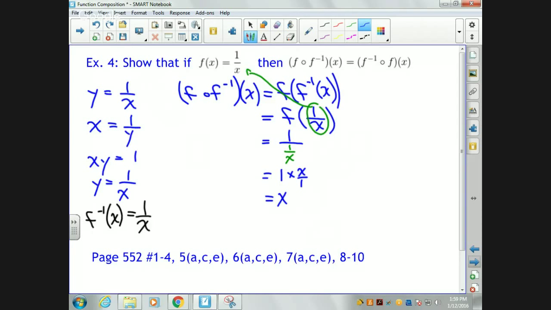Oh, it says to show that they are equal. Good call. That's right. So we found the one part. Now let's find the other part. We'll talk about why they're equal in just a minute, but let's just quickly get through this.